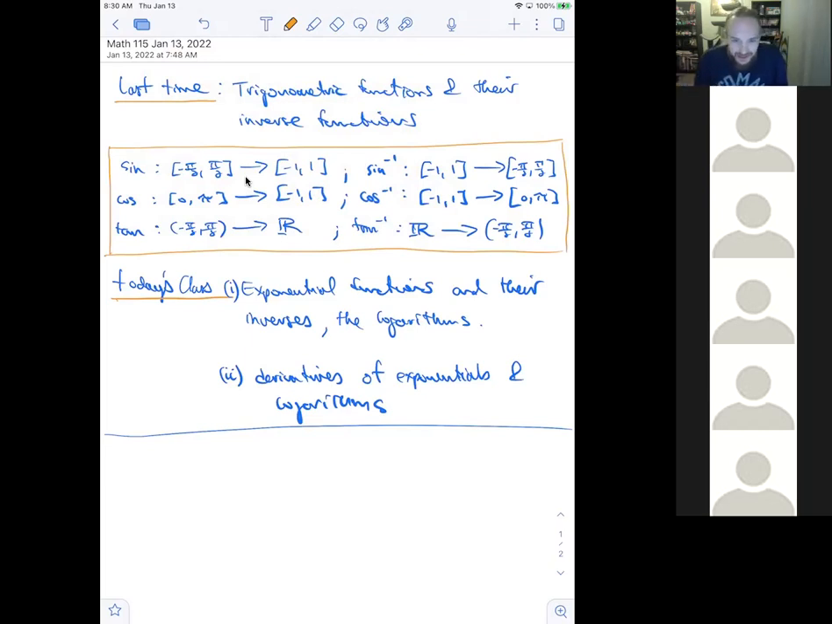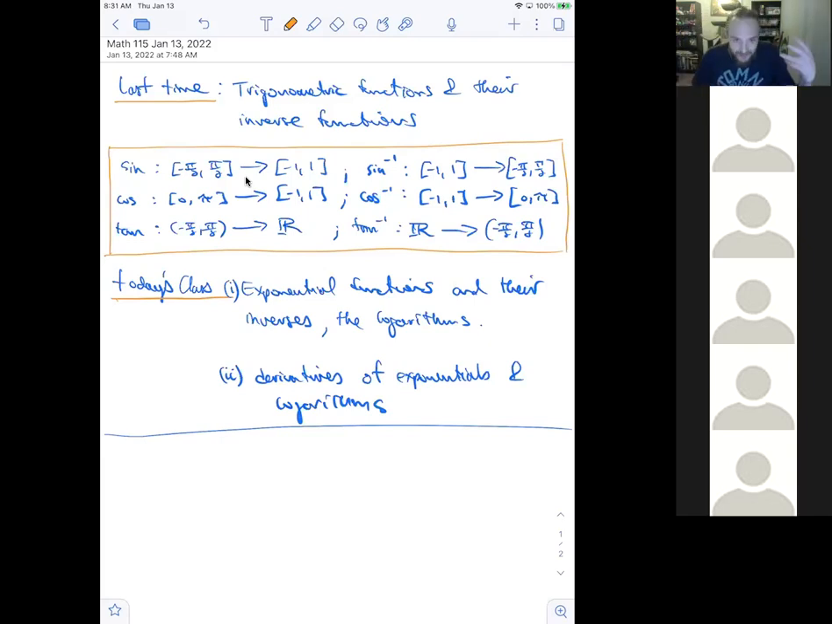And then there will be one more class of functions, also called the hyperbolic functions, which are linear combinations of the exponential functions. But we will do that in a couple of weeks, after we do the logarithms and all the properties and their derivatives. So now we're going to have three categories of transcendental functions: the trigonometric functions, the exponential functions, and the hyperbolic functions. And then we're going to have their inverses: inverse trig, inverse exponentials, which are called logarithms, and then inverse hyperbolic functions.